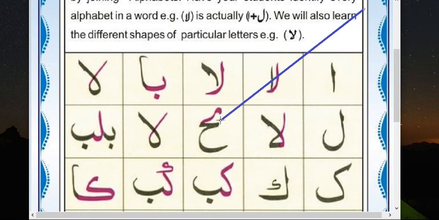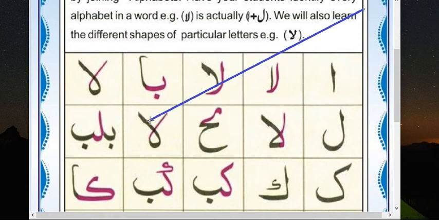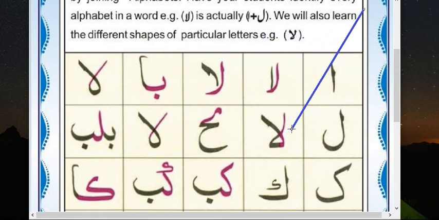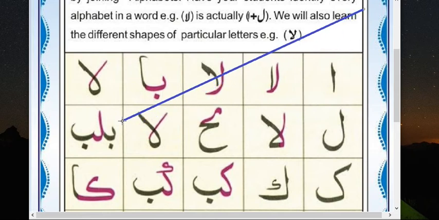Lam, Ha. Lam, Ha. Lam, Alif. Black one is Lam. The other one is Alif. You can see there are 5 different shapes of Lam, Alif. Next, Ba, Lam, Ba.